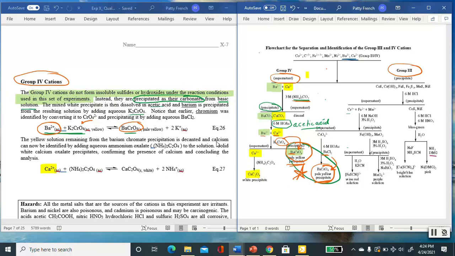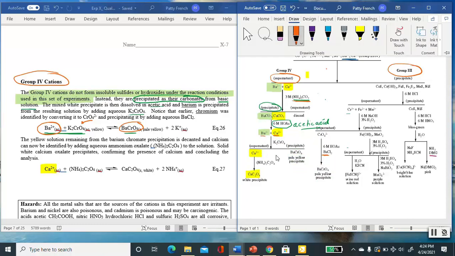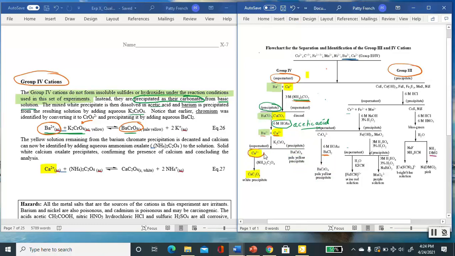Okay, so what about calcium? Calcium doesn't precipitate out with chromate. What does it do? Well, here we had our barium getting precipitated out, and so we centrifuged, and then the supernatant contained calcium 2+ still. At this point, we could add some oxalate, ammonium oxalate, and we formed calcium oxalate, which is a bright white precipitate. And that allowed us to identify calcium oxalate.